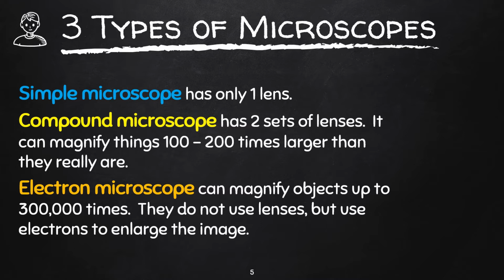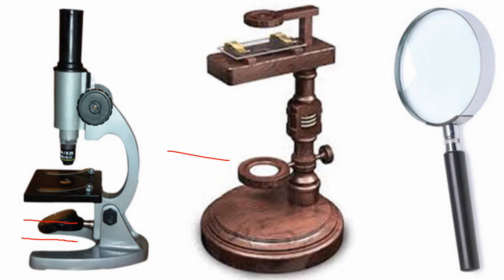And yung modernized ngayon, or pinaka-modern na klase ng microscope ay yung tinatawag na electron microscope. So kung yung compound microscope is 100 to 200 times lang, yung electron microscope can magnify an object 300,000 times. And yung difference niya is they do not use lenses, but instead gumagamit siya ngayon ng electrons para palakihin yung image. So here's an example of a simple microscope. So kabilang dyan yung magnifying glass, and of course yung microscope ni Anton van Leeuwenhoek.